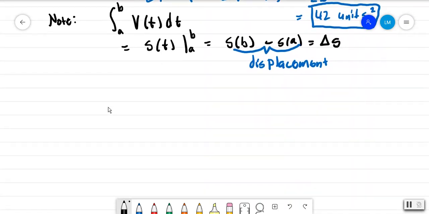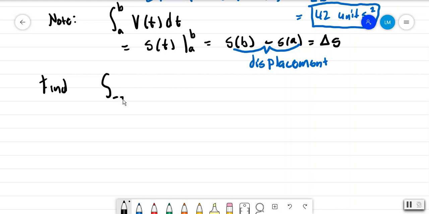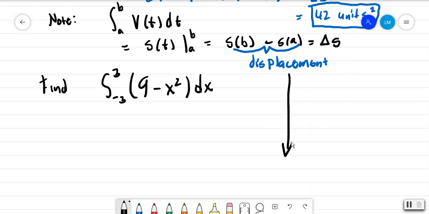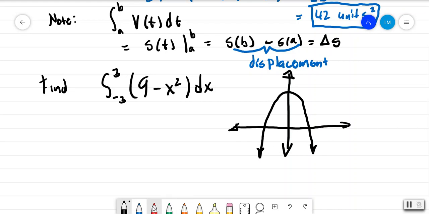Now, I can try an example where we want to find the integral from -3 to 3 of 9 minus x squared dx. But this time I am going to draw a sketch of the region in question. So this is a parabola, which looks something like this. It says it's from -3 to 3, so we'll put -3 and 3. Now, the area is bounded by the curve and the x-axis. So the region is right here.